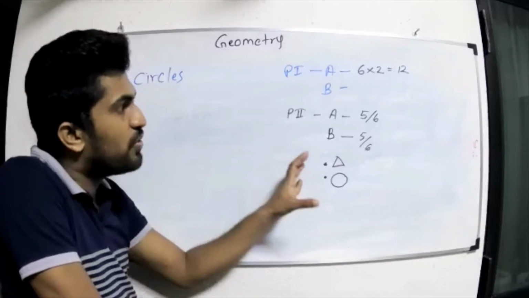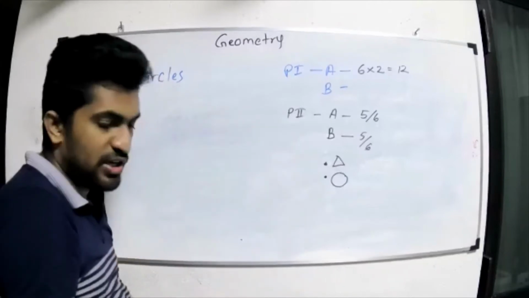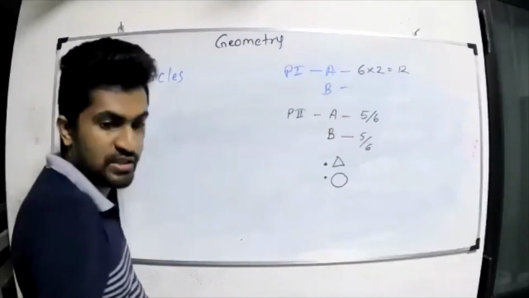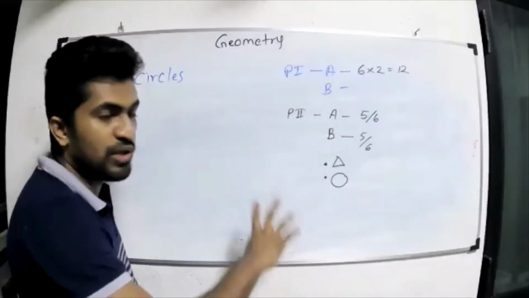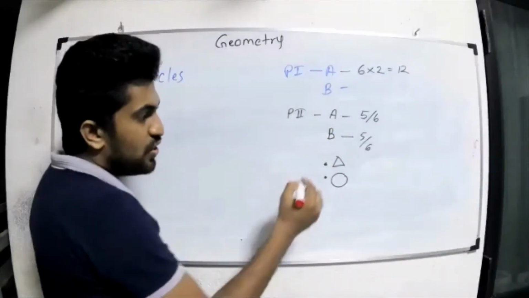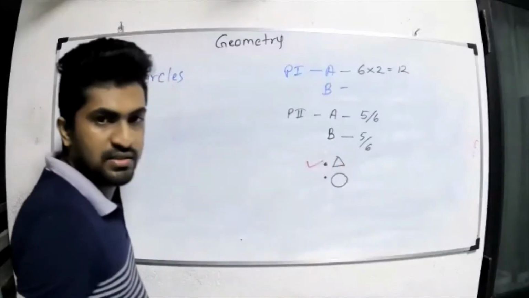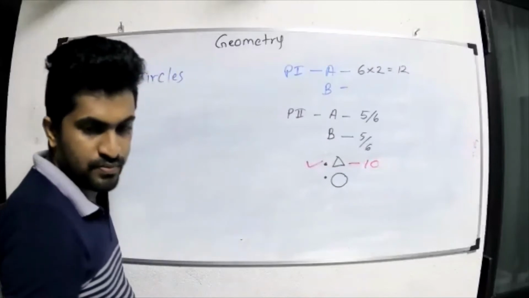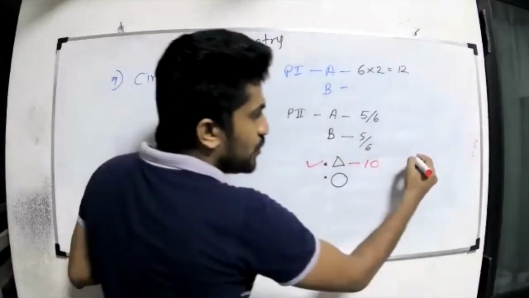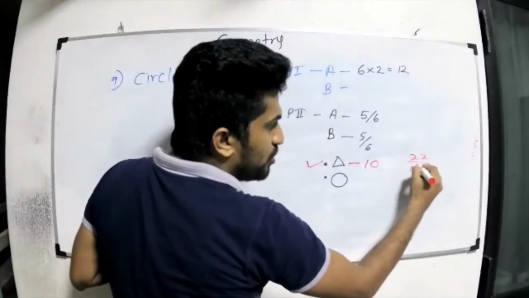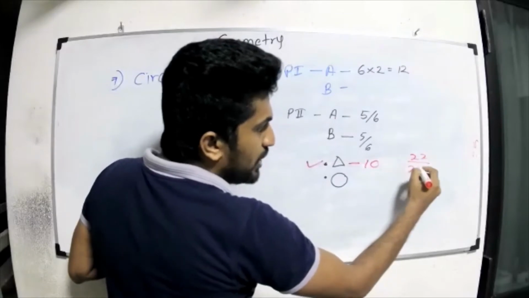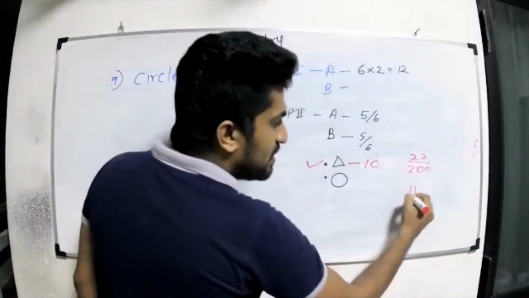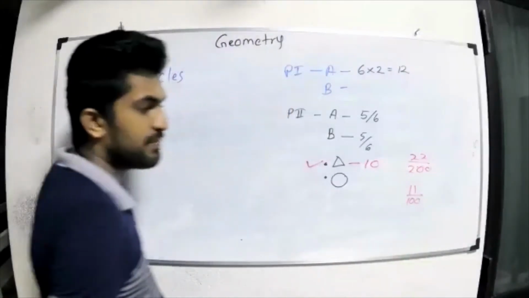So that's why this geometry part is really important. If you do all the remaining 4 questions, you have to do at least one of these, which gets 10 marks. So altogether 22 marks come from geometry out of 200. 22 out of 200 means 11 marks out of 100 come from geometry.